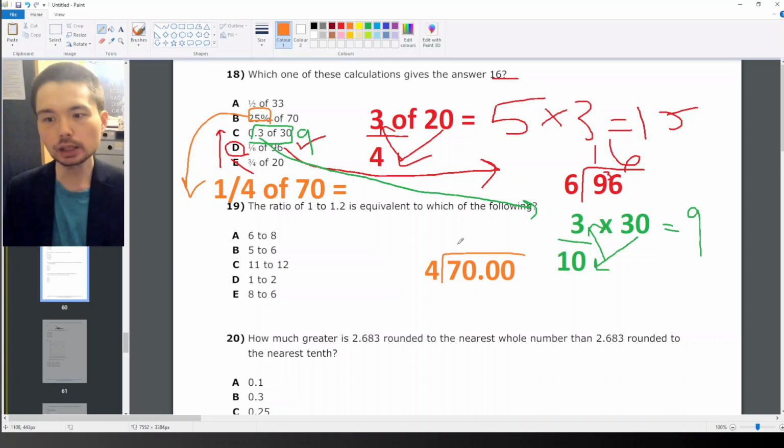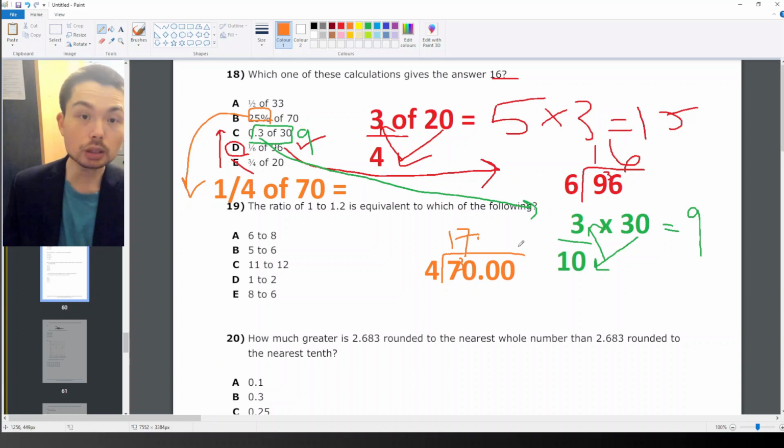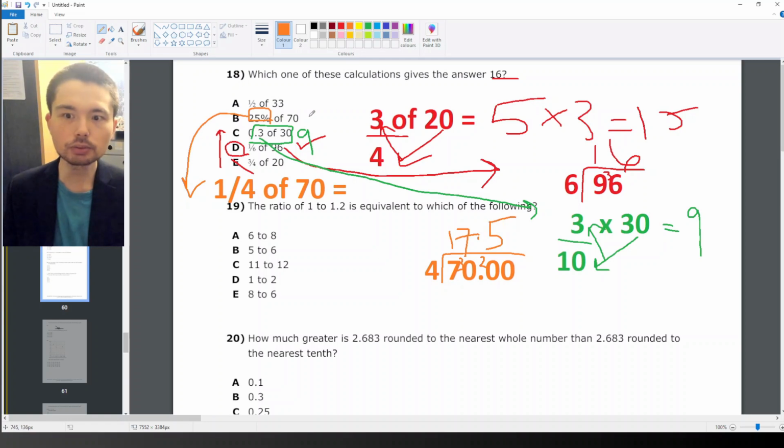How many 4s go into 7? 1 remainder 3. How many 4s go into 30? Well, 4 times 7 is 28. And then what is 30 minus 28? 2. Put it there. And then how many 4s go into 25? 17.5. No. And then the top one, 33 divided by 2.